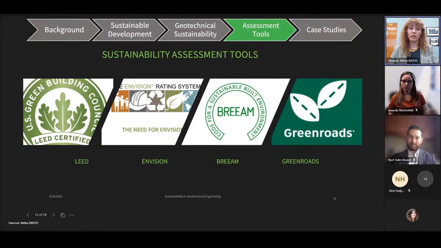The LEED certification is a green building certification program. It rates buildings based off of their sustainable sites, water efficiency of the infrastructure, energy and atmosphere that's involved with the infrastructure, materials and resources used, indoor environmental quality, innovation, and design process. And that design has to do with geotechnical, so that can kind of be linked there. Envision is an infrastructure rating system to evaluate and recognize projects for their contributions to a sustainable future. BREEAM stands for Building Research Establishment Environmental Assessment Method, and it's for new and existing buildings. And then Green Roads is an internationally recognized sustainability assessment tool for transportation infrastructure.